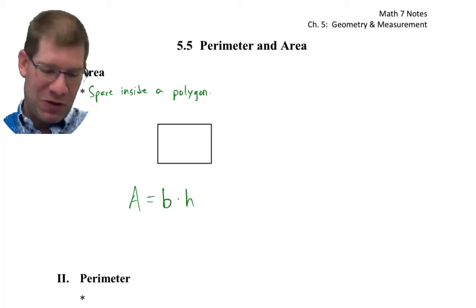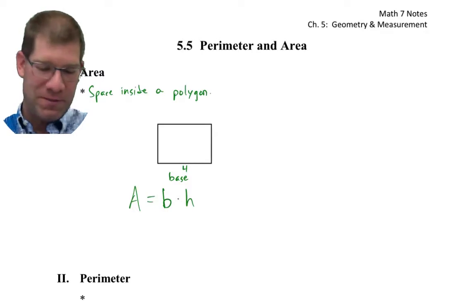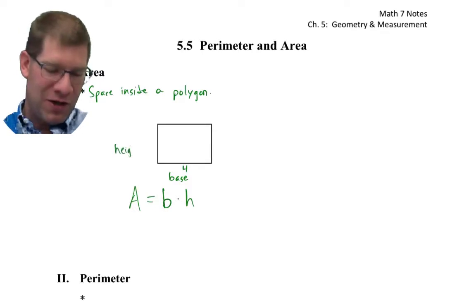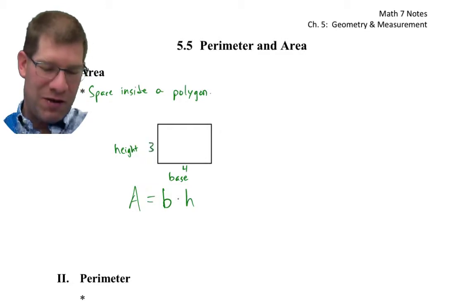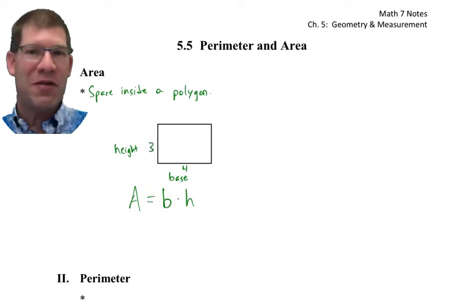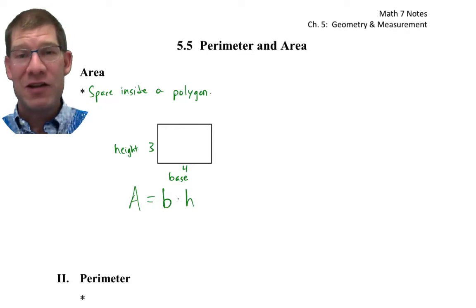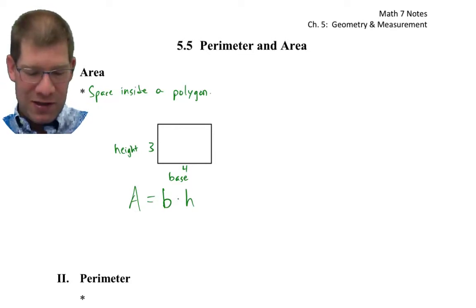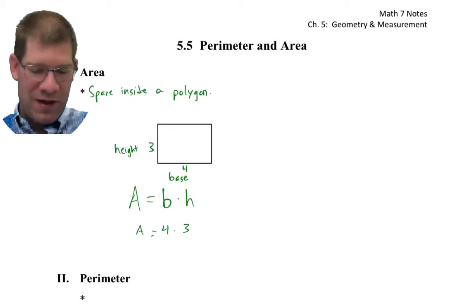That's going to matter. So when we're talking about the base, I'm talking the bottom here, what it's sitting on. I'm going to leave myself a little bit of space to write a 4 in there. And the height is generally the up and down, so that'll be my h, and I'm going to write a 3. So if we wanted to find the area, it's going to be base times height, so base is 4, height is 3, so we know then that the area is 12.